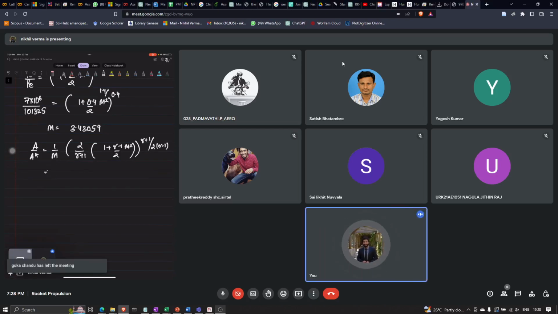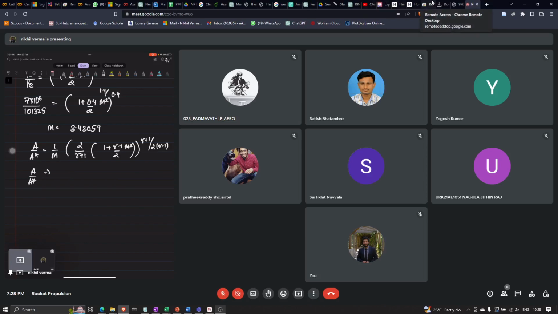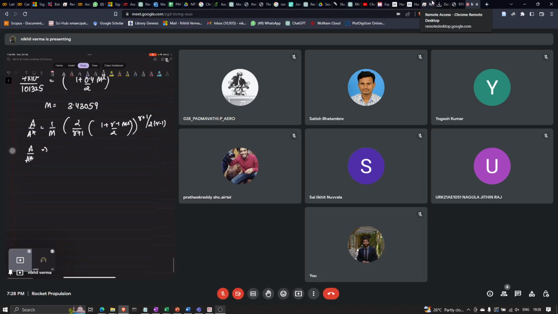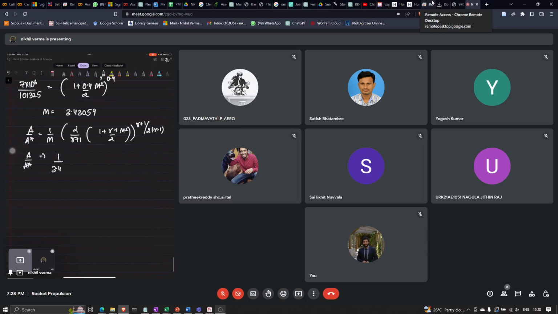So if you substitute this Mach number, you will get A by A star, which is equal to, okay, can somebody calculate and tell me this value? So probably you'll get this value as, so with this you will get 1.34. Can somebody please calculate and tell me what is the value of this?